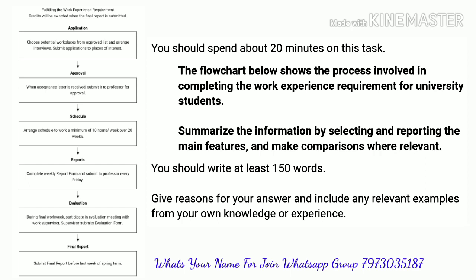So in today's video we are going to discuss the flow chart that shows the process involved in completing the work experience requirement for university students. So from the introduction it is clear that we have to write a report of a process that is about completing the work experience requirement for university students.